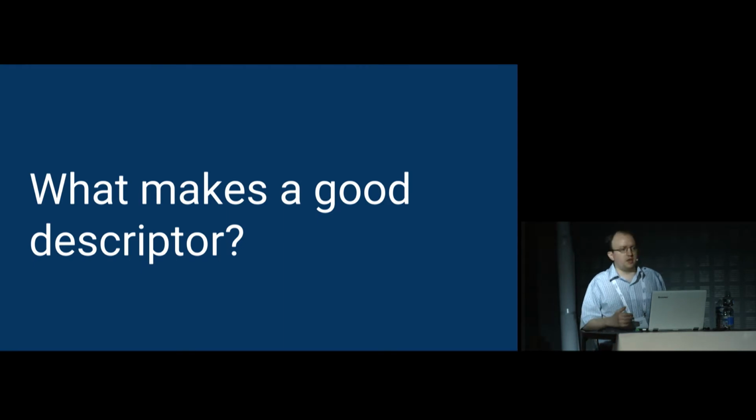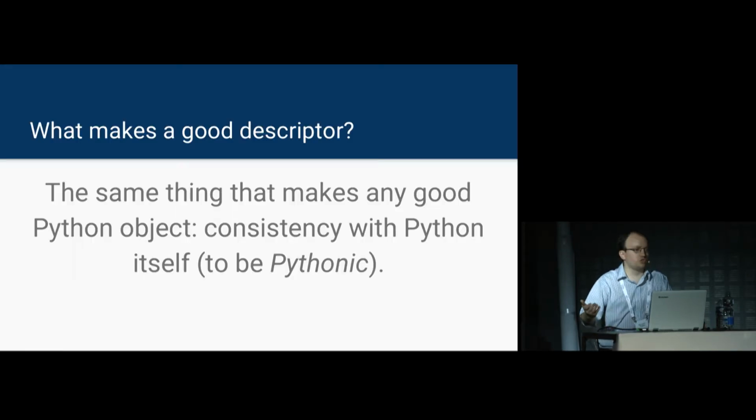So now we know the basics of descriptors. We have seen the methods that they have and some brief examples of how we can use that to our advantage. But how do we know that we're making sense out of descriptors and that we're using them in a good way? Basically, a good descriptor is like any other good Python object. It has to be consistent with Python itself, or what we call Pythonic.